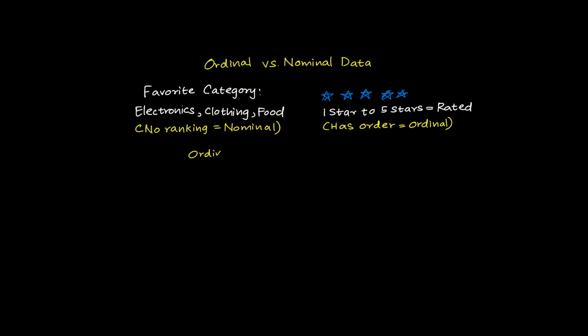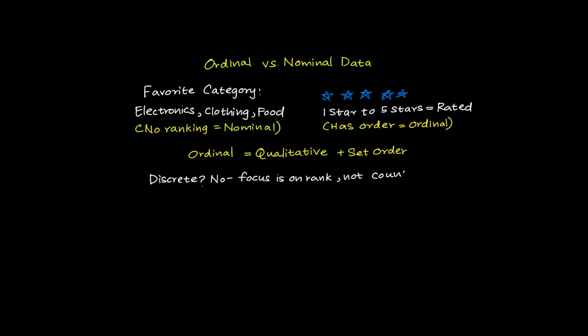Ordinal data is qualitative data with a set order or scale. The key distinction from nominal is that nominal categories have no natural sequence. Picking electronics over clothing doesn't imply a ranking. Now you might think star ratings look like discrete data because they're whole numbers, but the question specifically focuses on the ranked classification, not the counting aspect. Continuous data doesn't fit either. Stars are fixed categories on a scale, not measurements that can take any value.